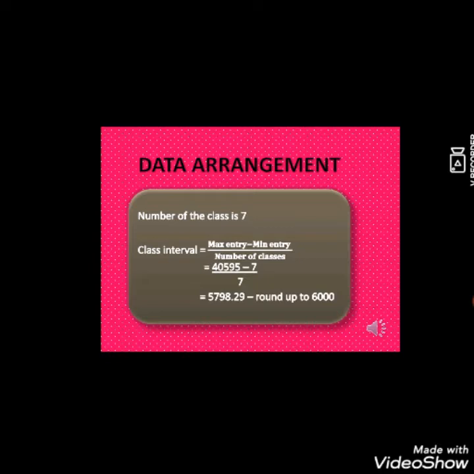To know the class interval, we use the formula which is maximum entry minus minimum entry divided by number of classes. So, the maximum entry is 40,595 minus the minimum entry which is 7, divided by the number of classes which is 7. So, the answer is 5,798.29. So, we will round up the number to 6,000.